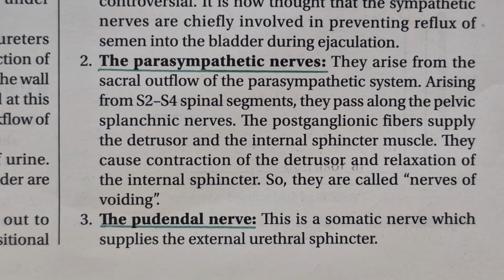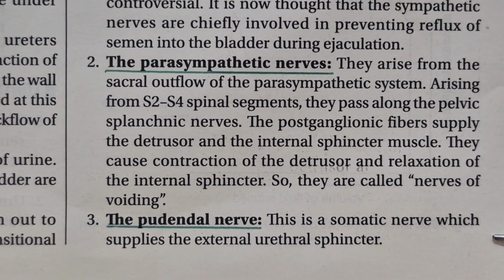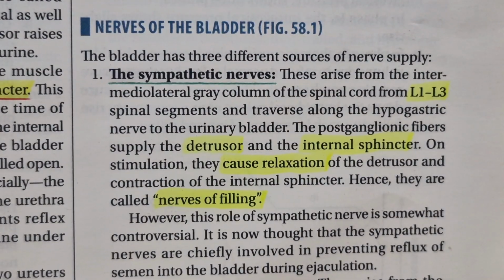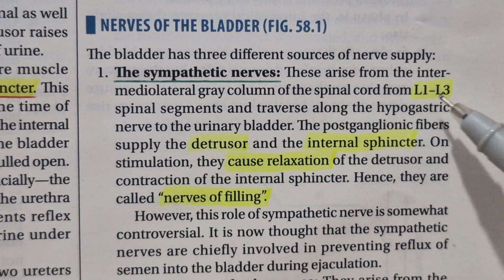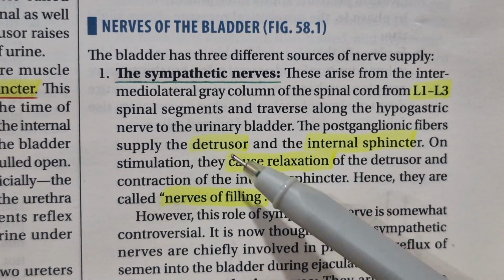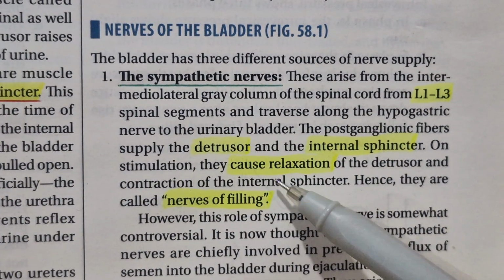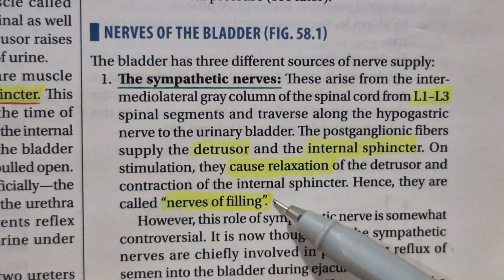The third one is the pudendal nerve. This is a somatic nerve which supplies the external urethral sphincter. So, points to remember: sympathetic nerves arise from L1 to L3, supply the detrusor and the internal sphincter, cause relaxation of these muscles, therefore they are called nerves of filling.